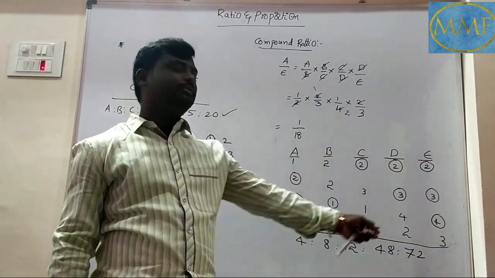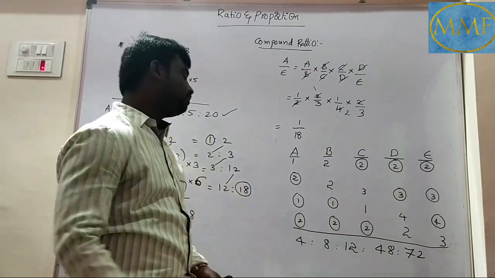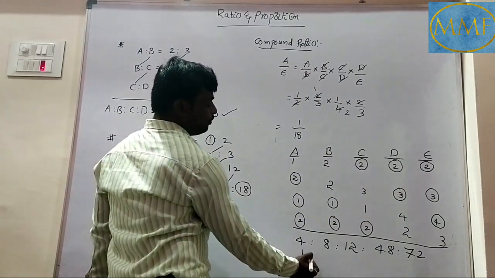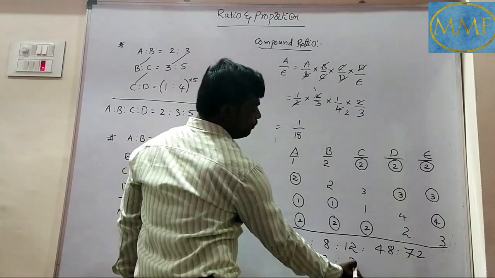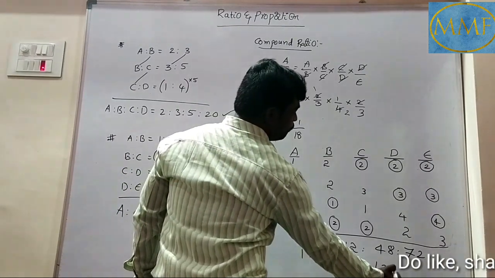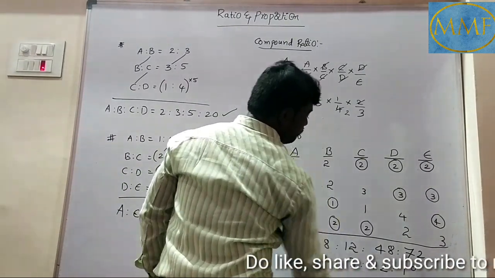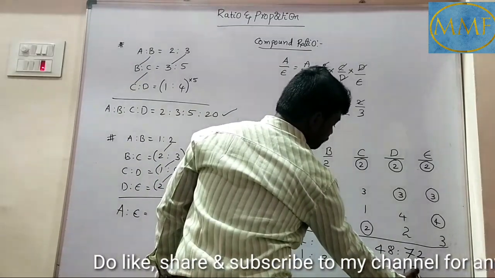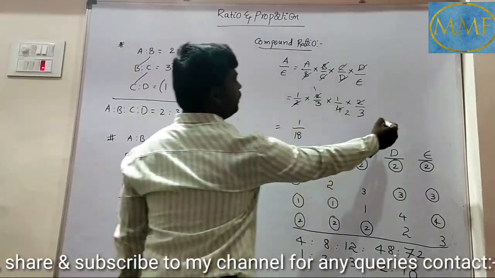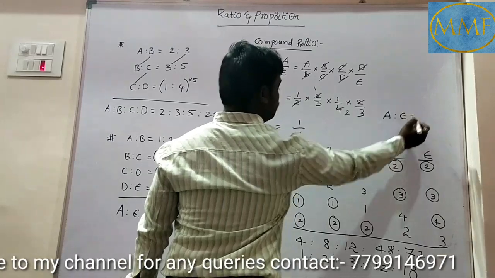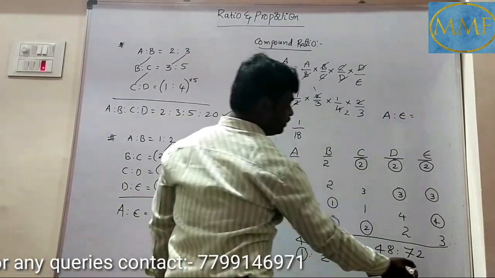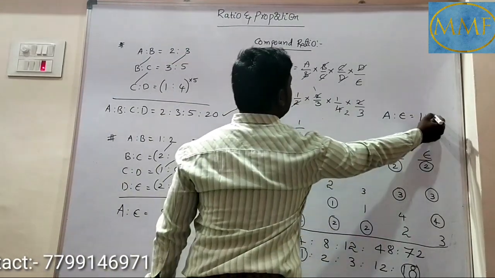Then are these numbers divisible by any number? Yes, it is divisible by 4. Now what will you get? 4 1s are 4, 4 2s are 8, 4 3s are 12, and so on. So now I need only A is to E. What is A is to E? A is 1, E is 18. You can get 1 is to 18.